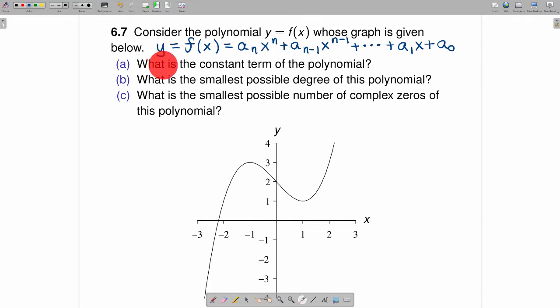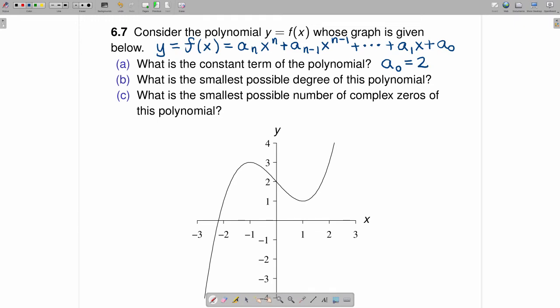So the first question is, what is the constant term of the polynomial? If you look at this constant term of the polynomial a0, that's the value of the function when x is equal to 0, because when x equals 0, all these terms go away and you're just left with a0. So you can look at this picture right here and say that because it's crossing the y-axis at 2, this constant term in the polynomial has to be 2.